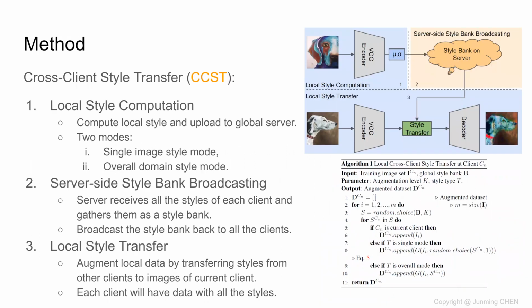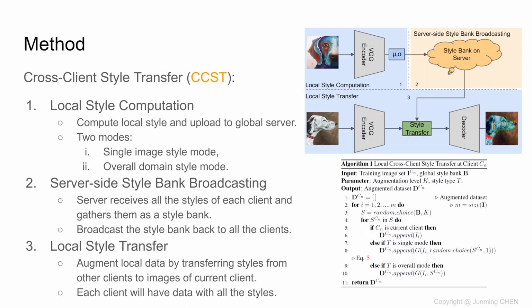Here comes our method, cross-client style transfer. There are 3 steps for our CCST method. The first step is local style computation. Each client computes their local styles and uploads them to a global server. There are 2 types of style modes with corresponding mechanisms. The first one is single image style mode, in which we only compute a subset of image styles in each client and then upload them to the server. The second is overall domain style mode, in which we compute the pixel feature statistics for all the images in this domain, and each client only uploads 1 style vector to the server.